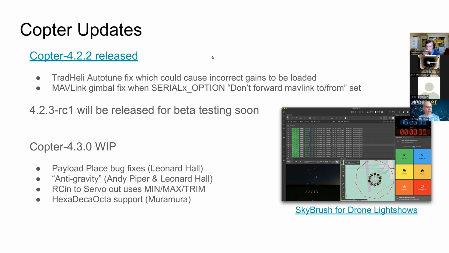All kinds of great stuff in that as well. Some of the things that are actively being worked on. Leonard has done some payload place bug fixes, and Andy Piper and Leonard are also working on anti-gravity support, which sounds super cool. It actually means a control improvement when the vehicle has very high throttle. Sometimes you may notice if you have a vehicle moving very quickly at a very high throttle, it may bob a little bit. So this tries to resolve that.